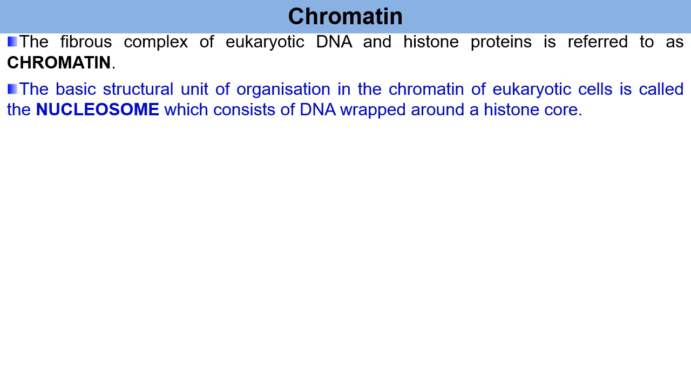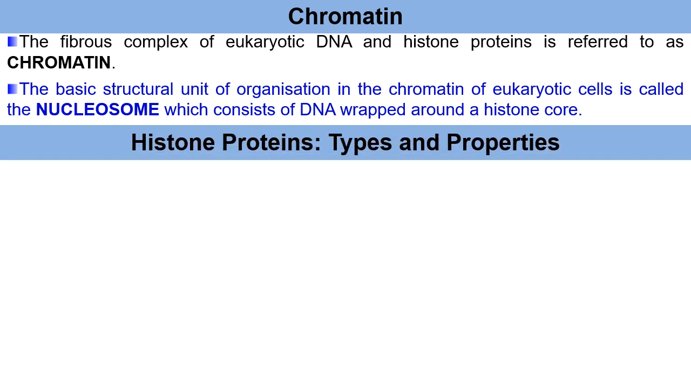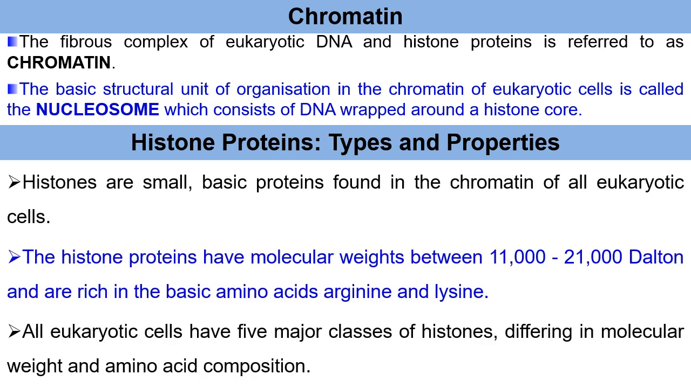Before moving further into understanding the nucleosome assembly and the different levels of chromatin organization, we need to have a clear idea about the types and properties of histone proteins. Histones are small basic proteins which are found in the chromatin of all eukaryotic cells. The histone proteins have molecular weights between 11,000 to 21,000 Dalton and are rich in basic amino acids arginine and lysine. So this is a typical characteristic of histone proteins.